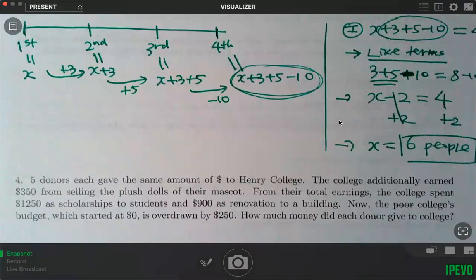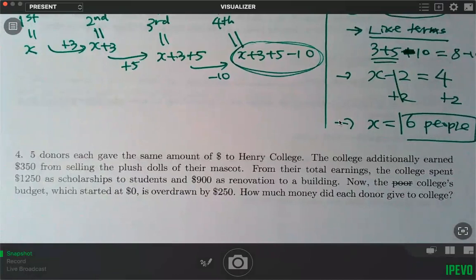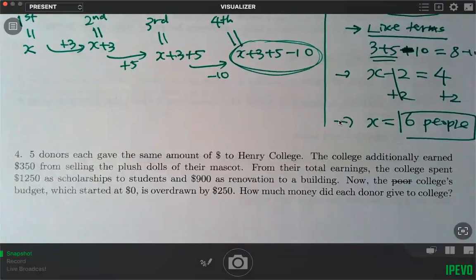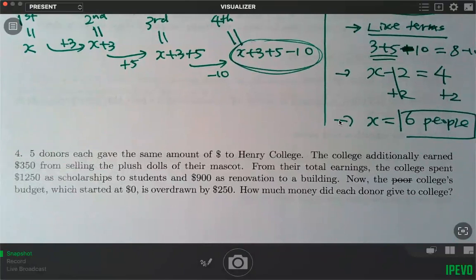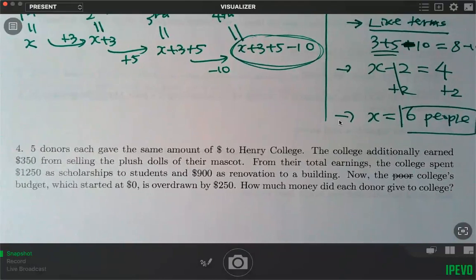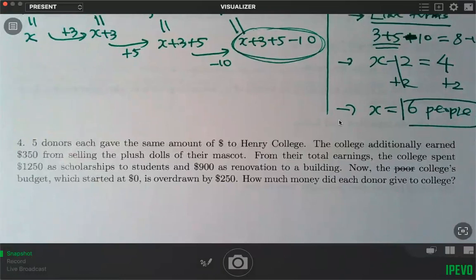Okay, so now the number 4 will be a little bit complicated. So suppose there were 5 people and each of them donated some money to the college, Henry College. Now the college, in addition, earned $350 from selling the plush dolls of their mascot, whatever that is. From their total earnings, the college spent $1,250 as scholarships to students and $900 as renovation to a building. Now, this college's budget, which started at $0, is overdrawn by $250. How much money did each person donate to college at the beginning?